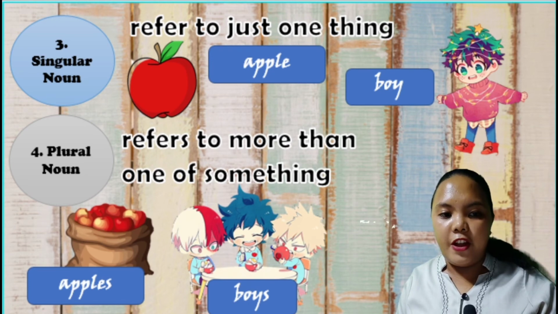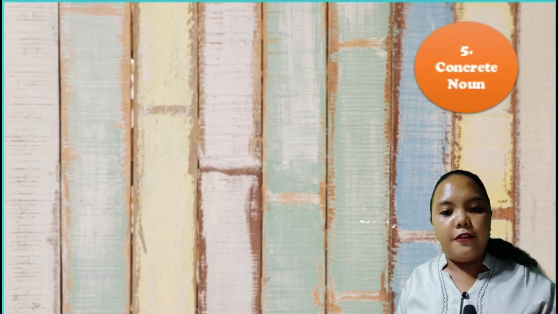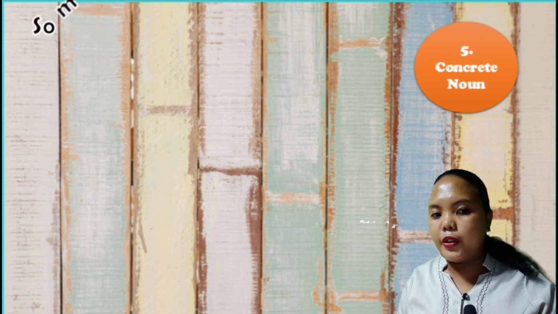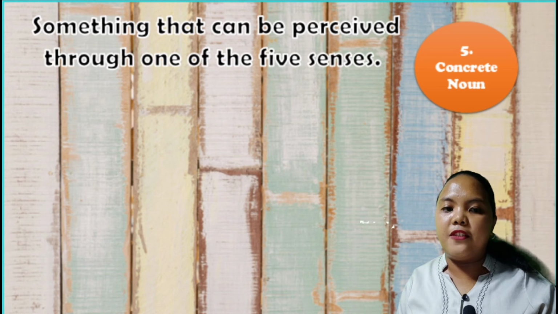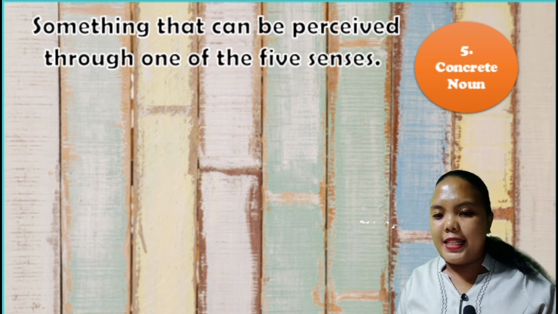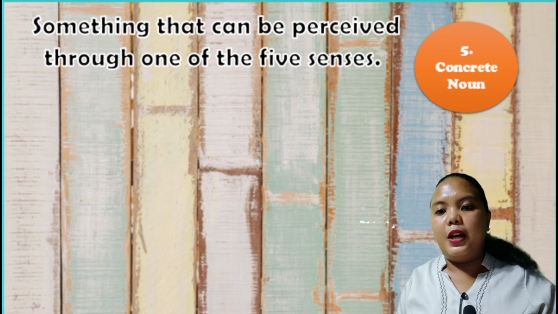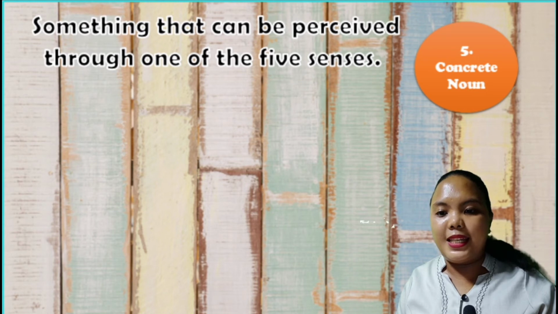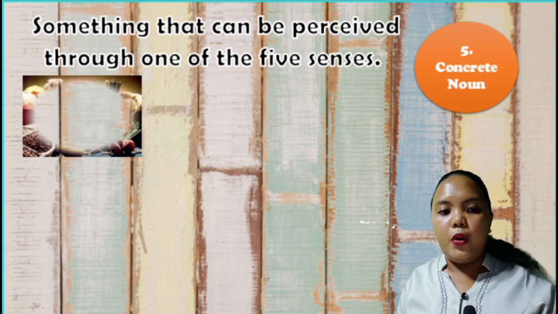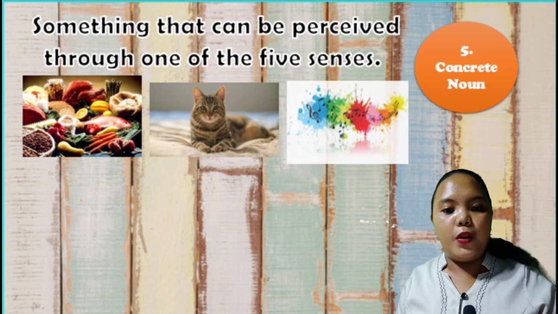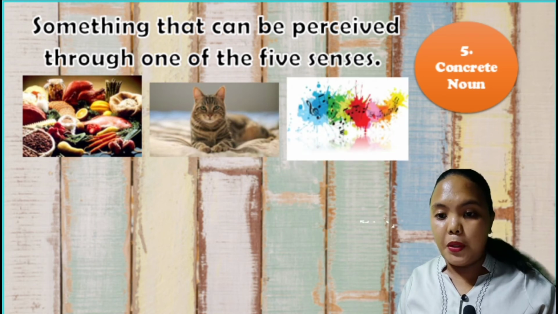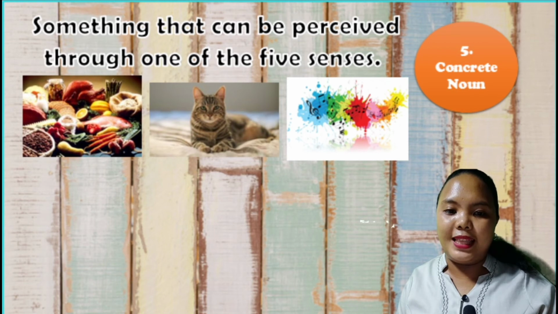Now we have the fifth, what we call the concrete noun. A concrete noun is something that can be perceived through one of our five senses. If you can smell it, touch it, hear it, or feel it, then it is a concrete noun. For example, we have food, a cat, and music, because we can hear music. So it's also a concrete noun.